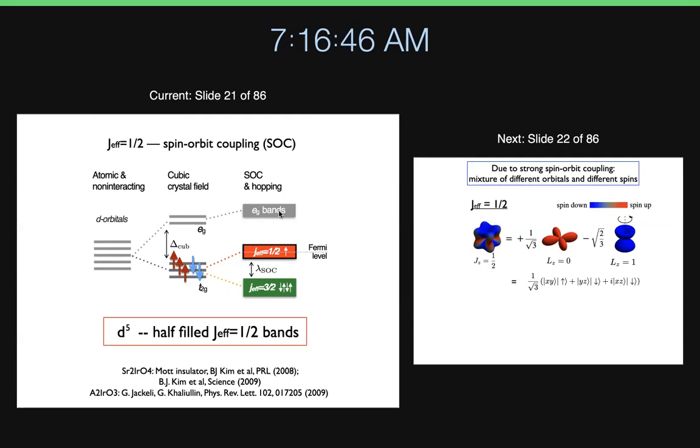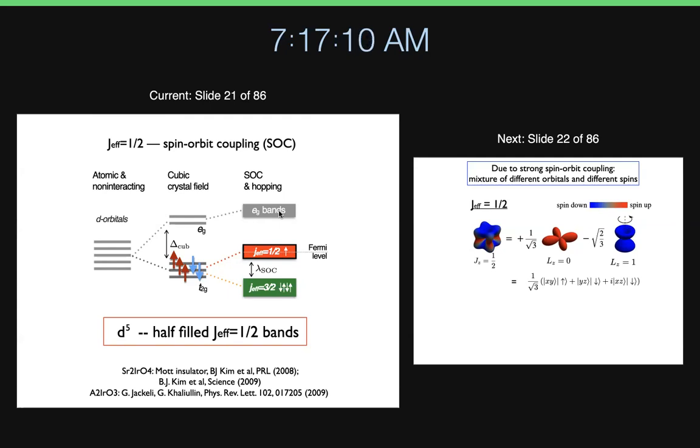Question: in principle, exactly the same kind of splitting could occur in the first row of the transition metal series, but of course the lambda will be smaller. How big is lambda, the spin-orbit coupling, in the iridium? Yes, that's a very good question. In fact, you can have 3D, 4D, 5D, all of the spin-orbit coupling will occur, and this physics will apply in all of them.